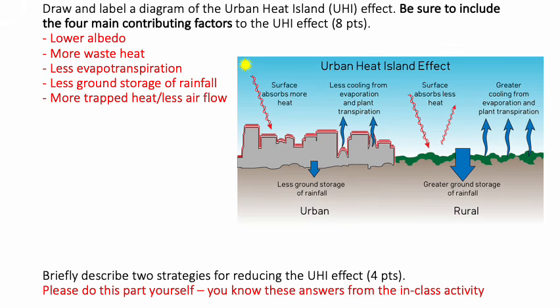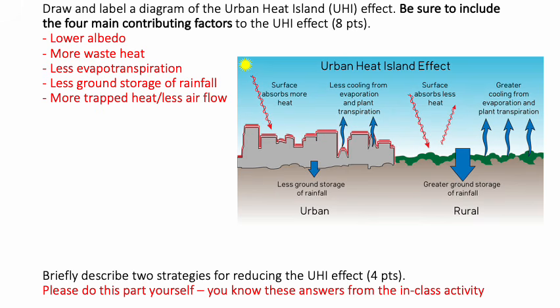In this one, I'm asking you to draw and label a diagram of the urban heat island effect. You could use this one as a guideline. You can use a different urban heat island diagram if you choose. That's fine with me. But I just want to make sure that you get these four main contributing factors showing in your diagram and also listing them, okay?